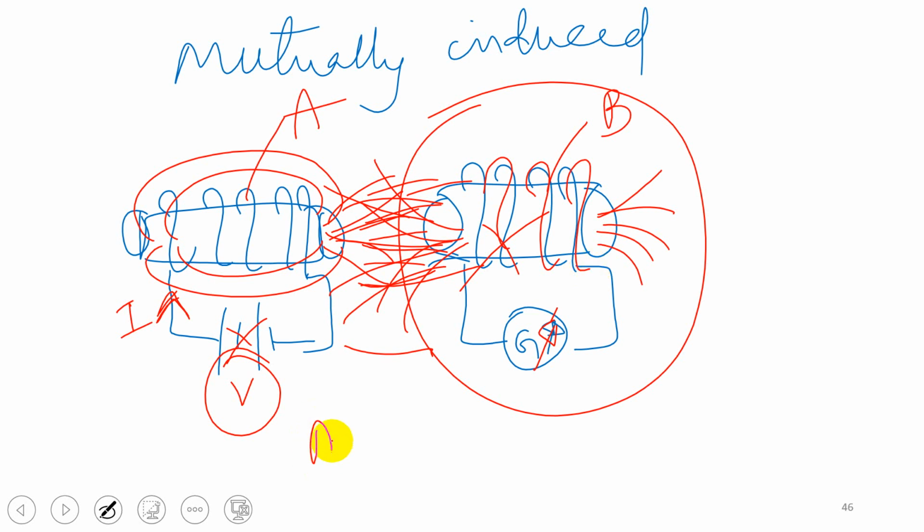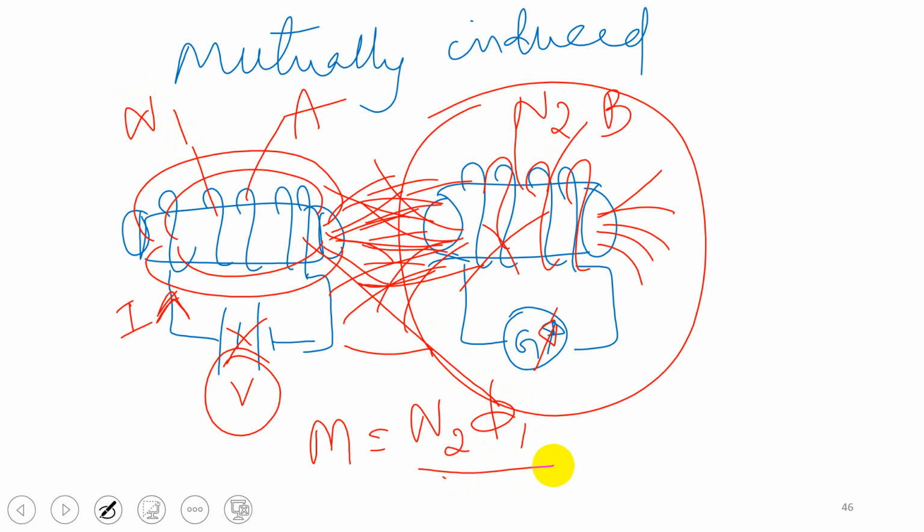Suppose M is the mutual inductance, which depends on N2, the number of turns of this coil B. Let me call the turns of the first coil N1 and of this coil N2. So M is N2 into phi 1. Why am I taking phi 1? Because the flux linking this coil N2 is from this coil. That is phi 1 divided by I1, because it also depends on the magnitude of the current. So you can write N2 phi 1 is equal to M into I1.